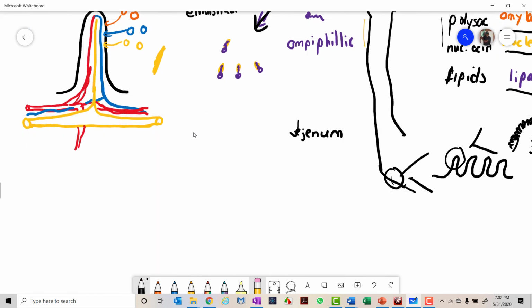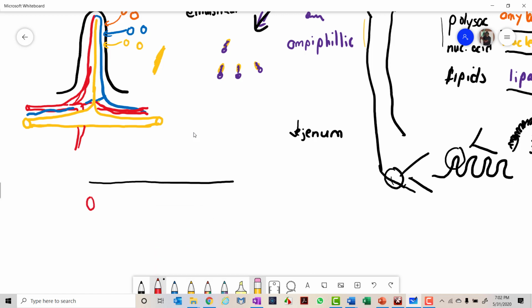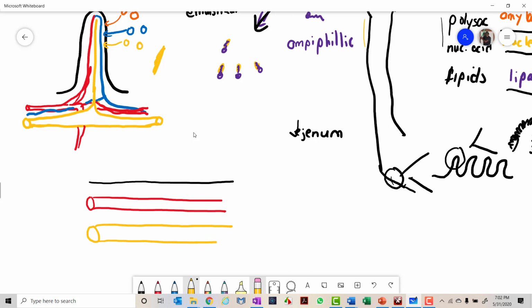If I use black here, I'm just going to flatten it so you can see what it looks like. That represents the villi wall, and below that we're going to have a blood vessel. So let's say this represents the blood vessel. And then below that, we're going to have this lacteal. It's another vessel that's going to carry away something else. Okay? Can I make that smaller? I don't know. Okay, and let's make this bigger. There we go.